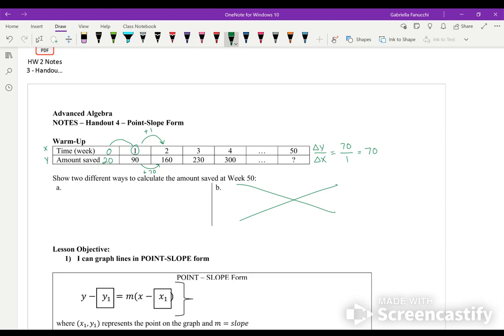Okay. So let's go ahead and set that up. So we're going to have, let's just do it in the explicit form. So f of x is equal to our slope times x plus the initial value of 20, or the y-intercept. So we want to know at week 50. So weeks represent the x value. So we're going to plug in 50 for x.